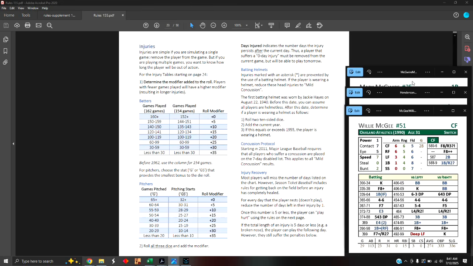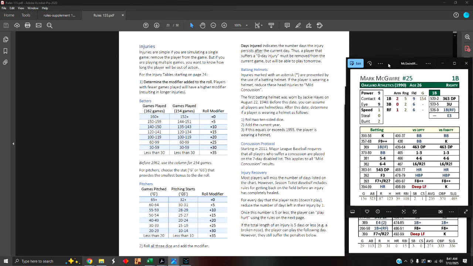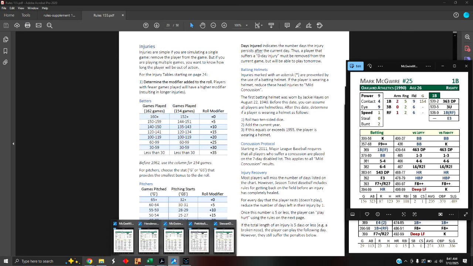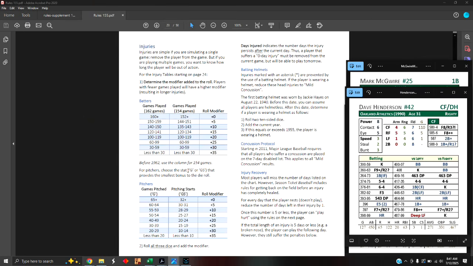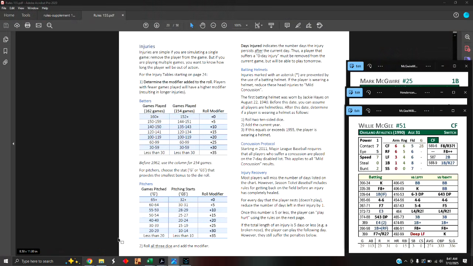That's to simulate players that did not play that much in the season, maybe because they were injured in real life, or maybe just because they didn't really get many games in. So you have Mark McGwire, who played 156 games. His roll modifier would only be +5. Then you have Dave Henderson, who played 127 games, so his roll modifier would be +15. And then you have Willie McGee, who only played 29 games that year, so his roll modifier is +35. You look in the column.